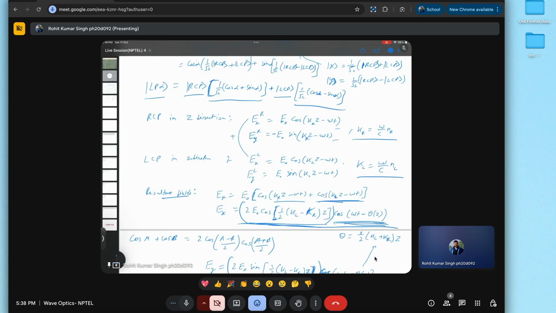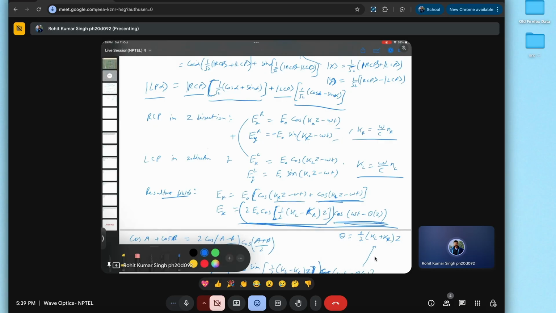Yes, sir. So that is what we have, right? When we were studying double refraction, we saw that NO and NE differ: the ordinary ray has one refractive index and the extraordinary ray has a different refractive index.